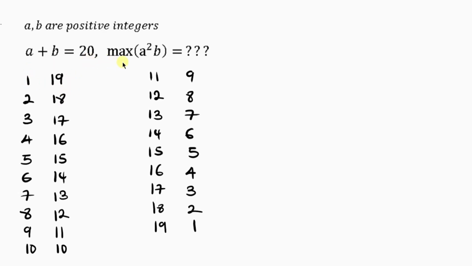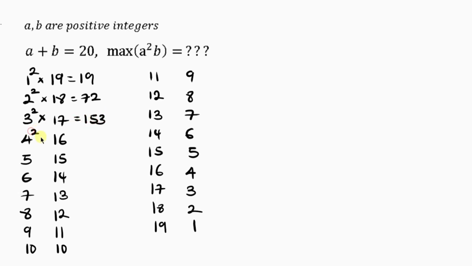But remember, we are looking for the maximum value of a squared b. So that means I'm going to be squaring the a and multiplying it by b to get a value, to see which one is maximum. So 1 squared times 19, I'm going to be getting 19. Then 2 squared times 18, I'm going to be getting 72. And then 3 squared times 17, I'm going to be getting 153.